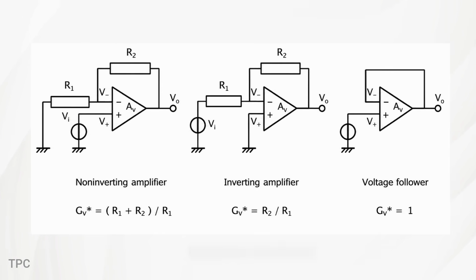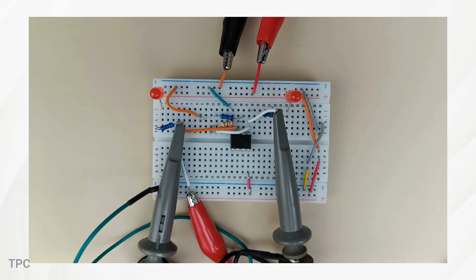And by using something called negative feedback, which is essentially connecting the output back to the inverting input, you can control exactly how much amplification you want. Let's look at a simple circuit I have built using the LM358 op-amp in a simple amplifier configuration.